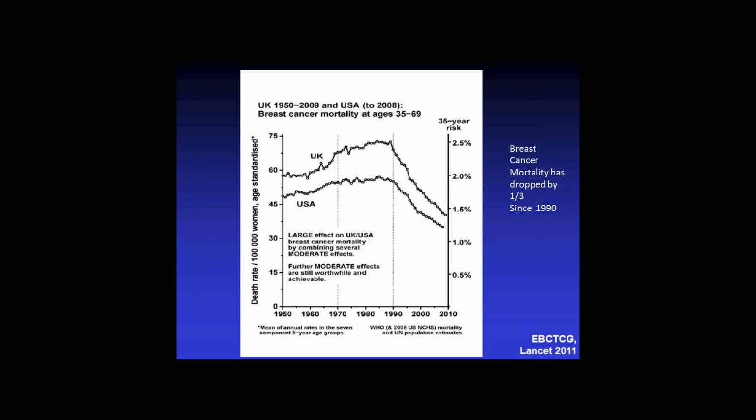So overall, the mortality rate, the number of women who have breast cancer die of breast cancer, has dropped by 1/3 since 1990. And there are many reasons for the reduction in the breast cancer mortality rate, including better screening and early detection. But most people believe that the majority of the reduction in breast cancer mortality is because of the widespread use of better adjuvant therapies and better treatment for women who have metastatic disease. And we'll spend some time talking about that today.